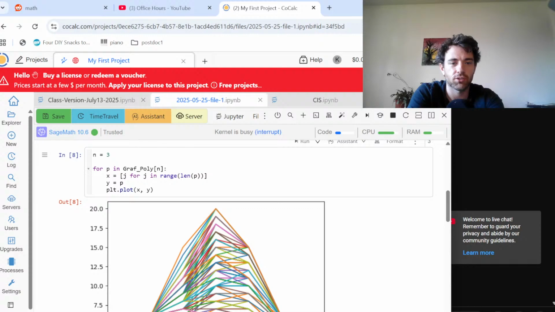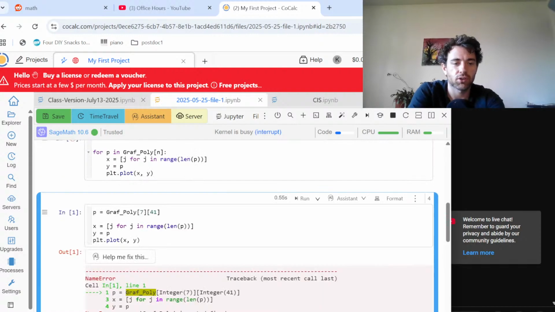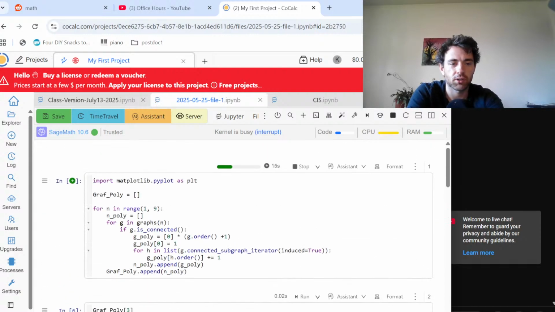So, for instance, if the code does work, why isn't graph poly defined? Oh, it's taking a minute to initialize, probably because I'm enumerating over the list of all graphs of order up to 9. So, gotta be patient. And it's the distribution of what number that you're going to show?